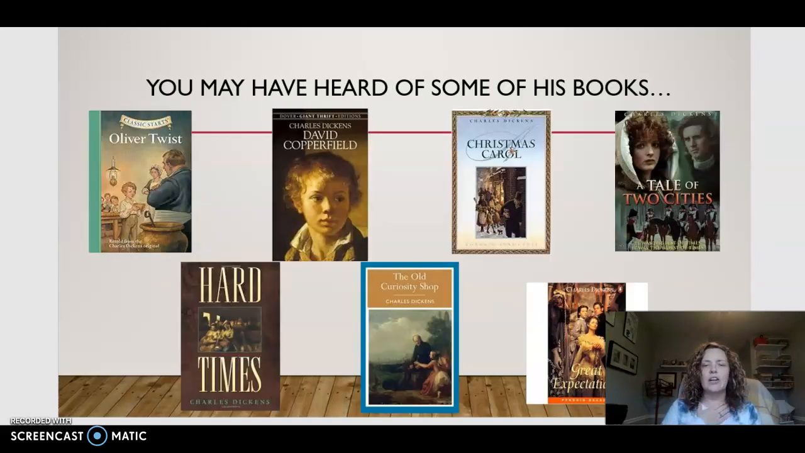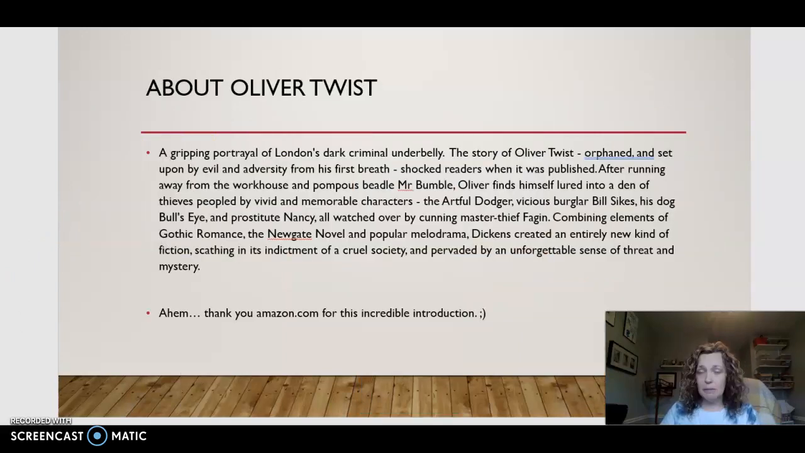So here are some of the books that he has written. His most famous would be A Christmas Carol, and yes, I'm talking about the Christmas Carol with Ebenezer Scrooge and Jacob Marley. We have Oliver Twist, Great Expectations, A Tale of Two Cities. You've likely heard of these stories before. So let's dive into one of his most famous works, which is Oliver Twist.